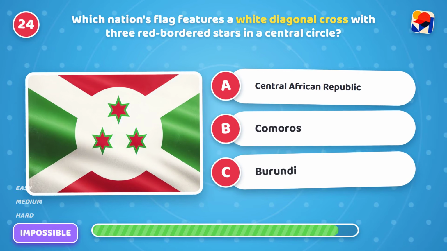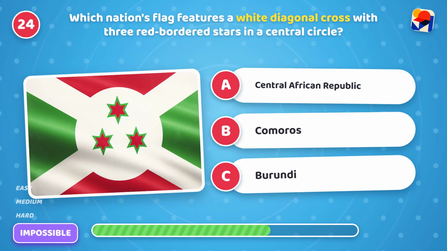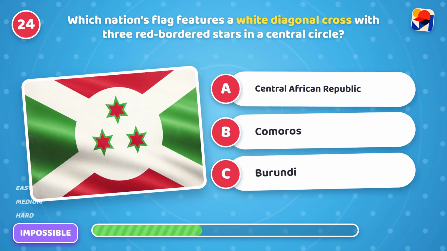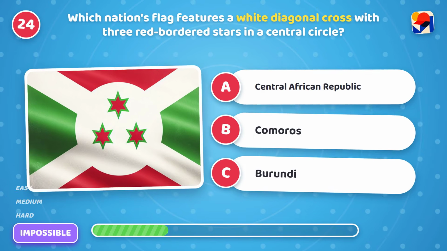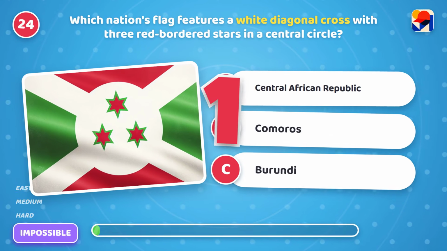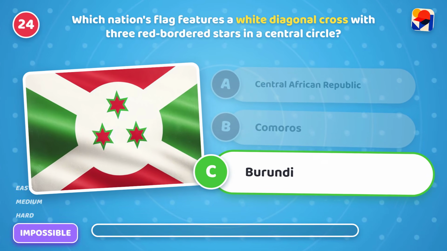Which nation's flag features a white diagonal cross with 3 red-bordered stars in a central circle? Is it A, Central African Republic, B, Comoros, or C, Burundi? It's C, Burundi. Stars represent 3 ethnic groups.